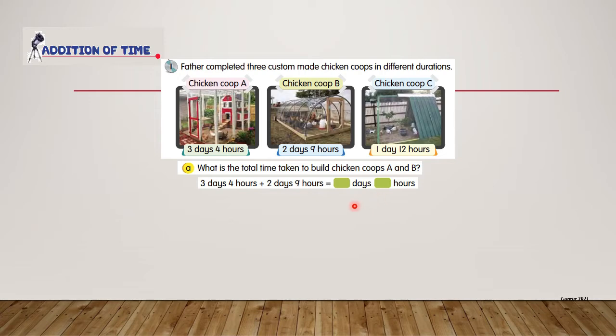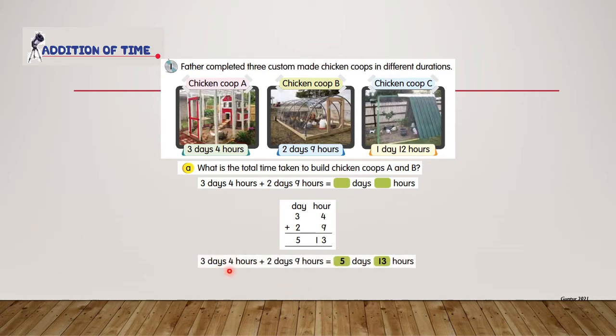Okay, for that we must use the standard writing method to solve the addition. Here you must separate between days and hours, as I have shown here. We write 3 days and 4 hours, and 2 days and 9 hours. Okay, we add all together. Hours and hours, 4 plus 9 becomes 13, and days with days, 3 plus 2 becomes 5.